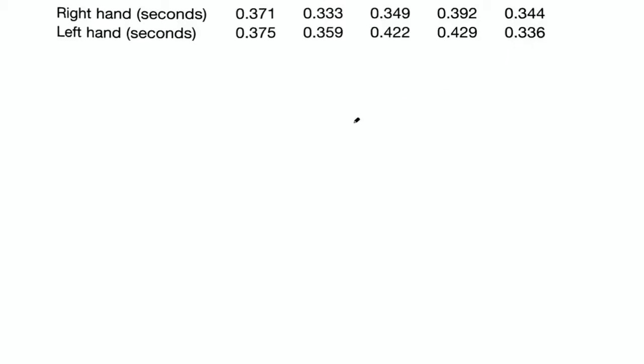So we want to find the total reaction time, right? So for the right hand, really all you have to do is add all of these numbers together. You get 0.371 plus 0.33. So let's add these two and then add the next two numbers, and then we'll add the last one later.